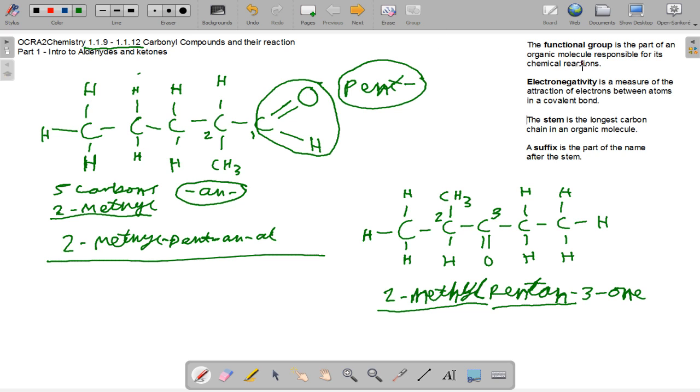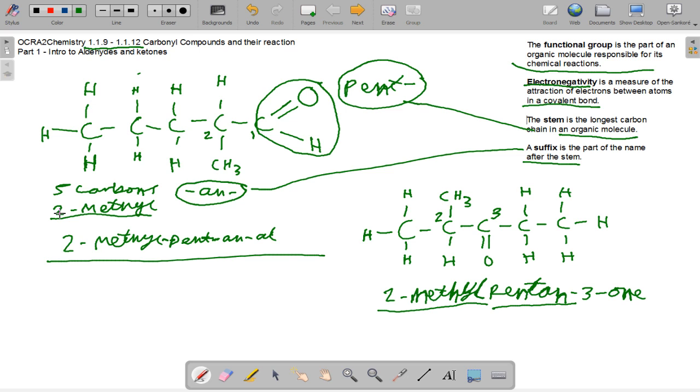So definitions for this part: the functional group is the part of the organic molecule that is responsible for chemical reactions. Electronegativity is a measure of the attraction of electrons between atoms in a covalent bond. The stem is the longest carbon chain in an organic molecule, and a suffix is the part of the name after the stem. So when I say a suffix, 'an' is a suffix, and the stem would be pent.